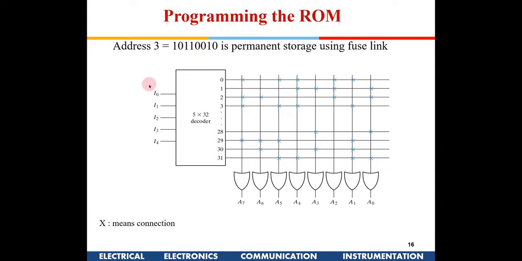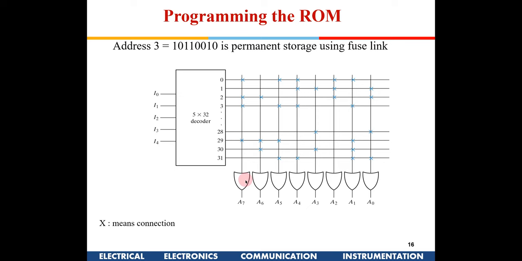Similarly, if I activate address line 0 here, I'll get 10110110. So all that I need to do is fix these connections the way I want. No connection means no. As of now, just remember this is a kind of OR gates. Now we are going to see what these connections are. Our aim is to make these connections, so let's see how they are made. No connection means as of now it is zero. Connection means it is going to be high.